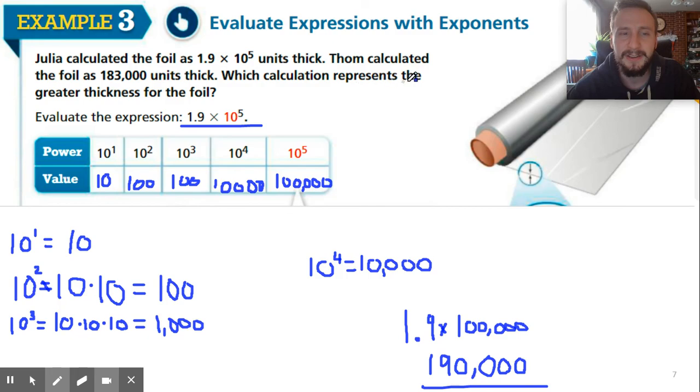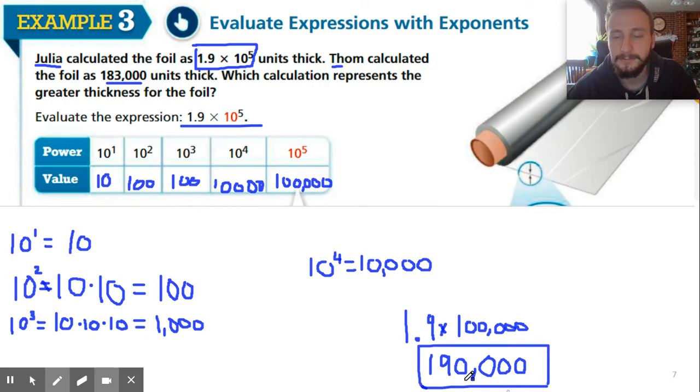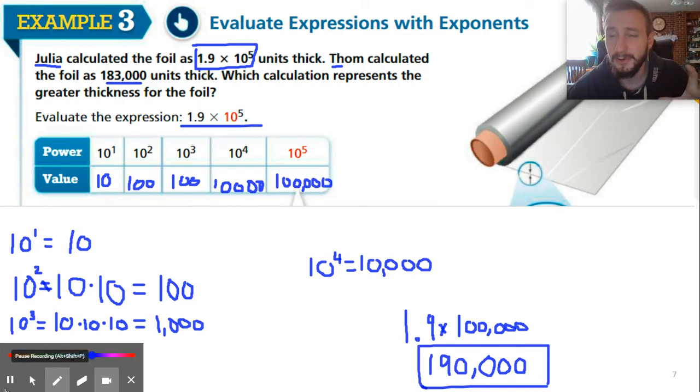So it says, which calculation represents the greater thickness? So Julia said that it's 190,000, and Thom said that it was 183,000. Well, what's greater? Julia's. So this would be greater. All right, let's review a little bit and look at some questions that are similar to the practice problems on Schoology, and we'll see how we do.